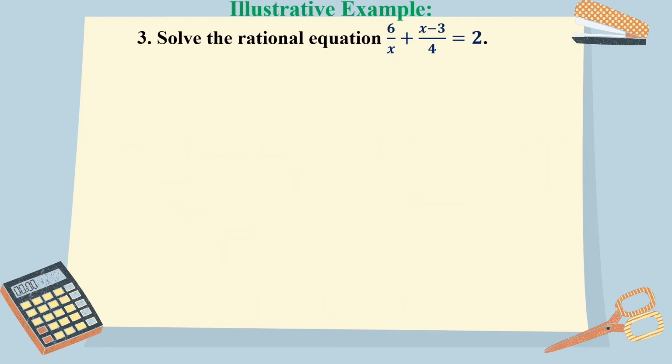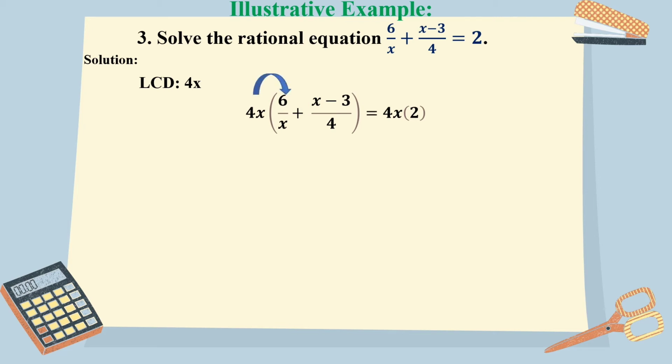So for the third example, we are going to solve rational algebraic equations transformable into quadratic equations. The first thing that we have to do here is to find the least common denominator of the given equation, and that is 4x. And then, we have to multiply the LCD to both sides of the equation. So we will have 4x quantity 6 over x plus x minus 3 over 4 is equal to 4x times 2. We also need to distribute 4x on the terms inside the parentheses.